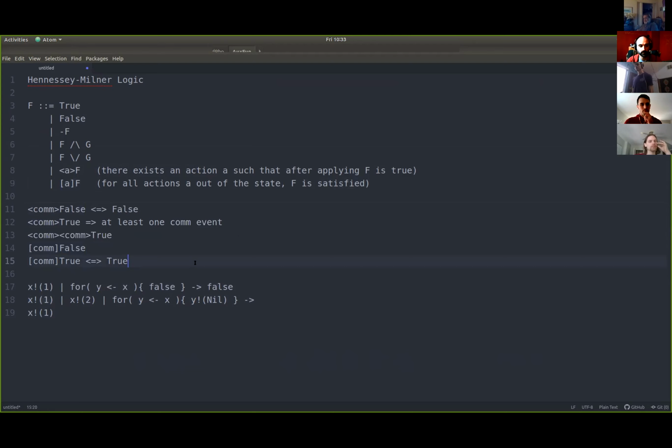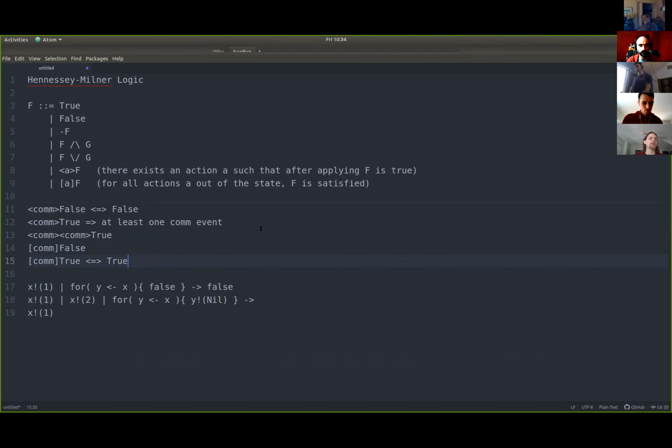Okay, cool. So that's the essence of Hennessy-Milner logic: regular Boolean logic, but with an extension with the diamond and box modalities, which are essentially saying something about the existence of these transitions out of a given state, and what the post state will look like.